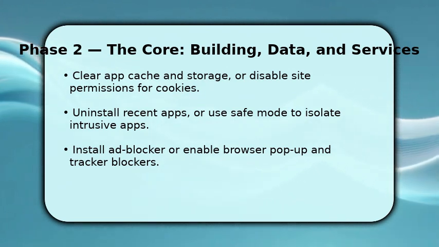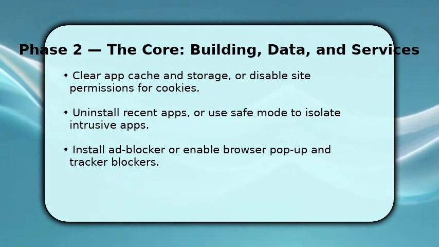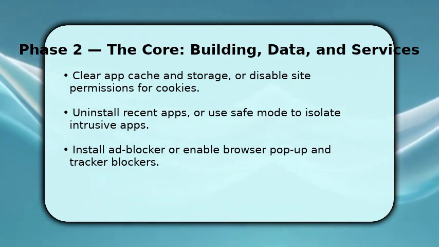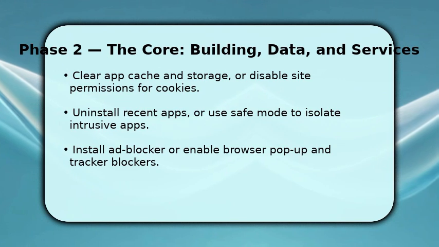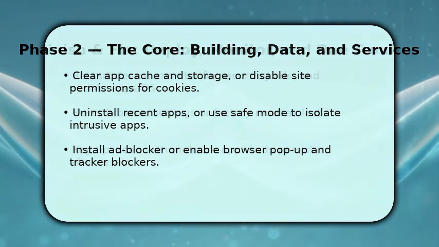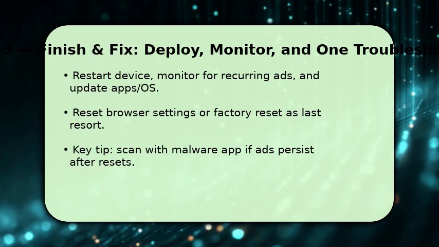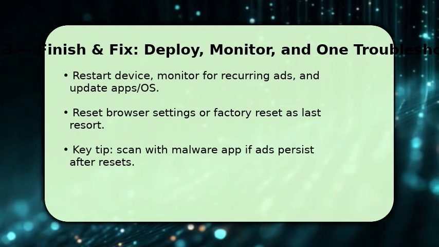Next, install a reputable ad blocker or enable the browser's built-in pop-up and tracker blockers to stop ads proactively, and then restart the app to confirm the change. Finish by restarting your device and watching for recurring ads. Make sure apps and the operating system are updated, because patches often fix ad exploits.